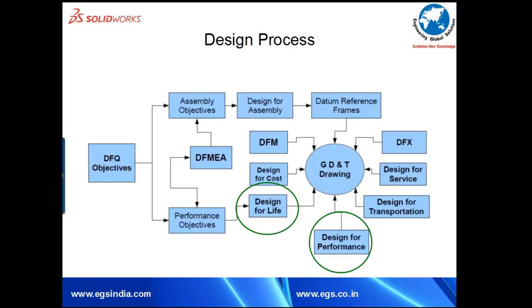But when you look at the two circles down there, you will see that the design for life and design for performance are two paramount things that we need to look at when this product is shipped and it is going to be facing qualitative issues subsequently down the line at the marketplace or at the customer place.